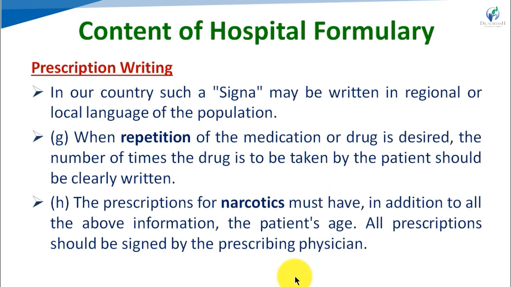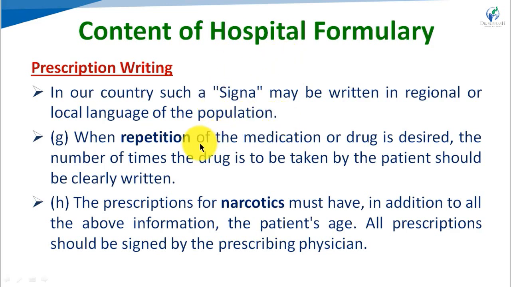Or we can say in our country such a signa may be written in the regional or local language of the population. मतलब अगर हम गुजरात में यहाँ पे प्रिस्क्रिप्शन लिख रहे हैं then we should write in Gujarati language. तो क्या है कि पेशेंट को प्रॉपरली उनको जो भी एडवाइस हम दे रहे हैं या फिर सिग्नल जो भी दे रहे हैं, तो प्रॉपरली उनको अंडरस्टूड होगा. तो इसलिए this should be included in the prescription writing.